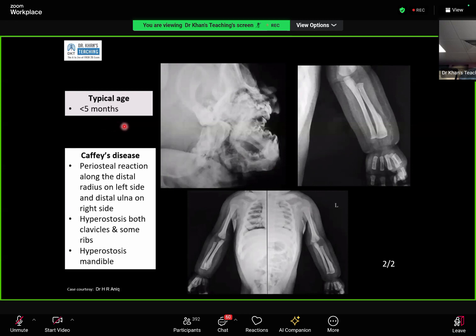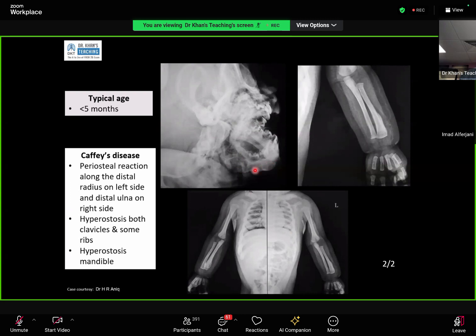But in Caffey's disease, what happens is that for idiopathic reasons, we don't know the reason, there is periosteal reaction. And with that, there is skin thickening, etc. The child becomes very cranky, which means it must be a very painful condition. It is a self-limiting condition, and usually after a year or so, it becomes fine. There is a type which is more chronic, and it might continue for a few years. Where is the periosteal reaction?